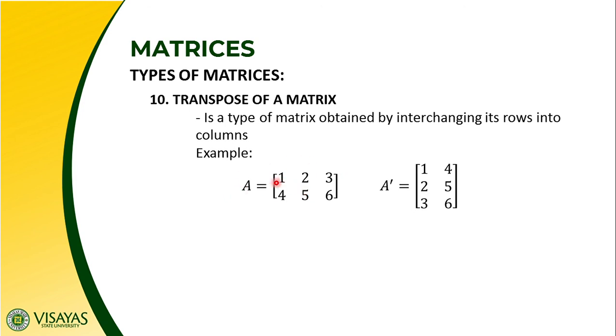As you can observe, we have here elements on the first row 1, 2, 3. So it becomes the elements on the first column in the transpose. Also 4, 5, 6, which are the second row elements, become the elements on the second column on the transpose. So for transpose, you just interchange the rows into columns. The first row will become the first column on the transpose, and the second row of the given matrix will become the second column on the transpose of the particular matrix.